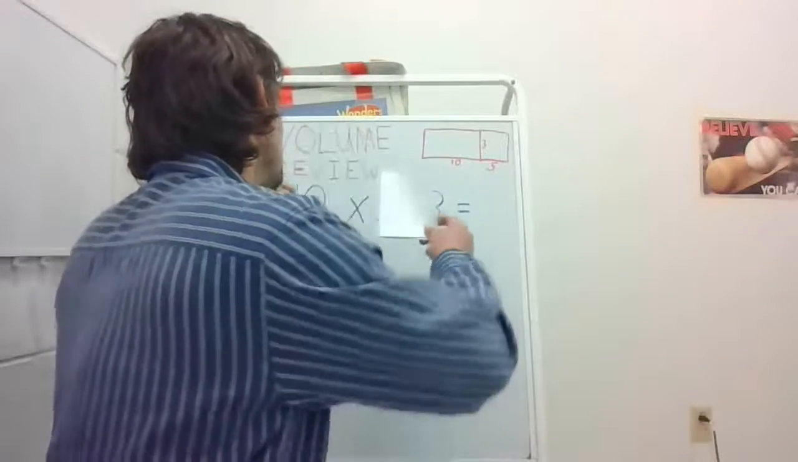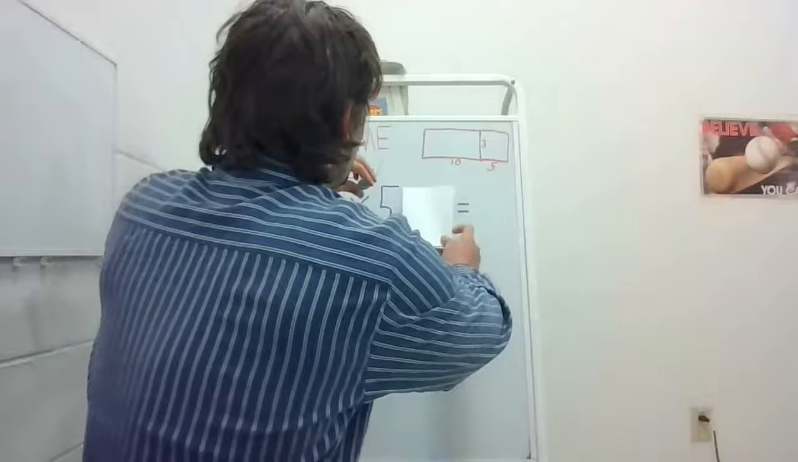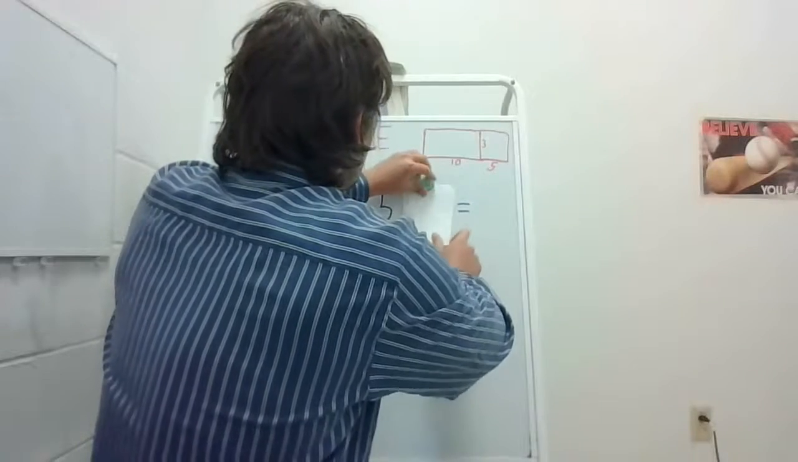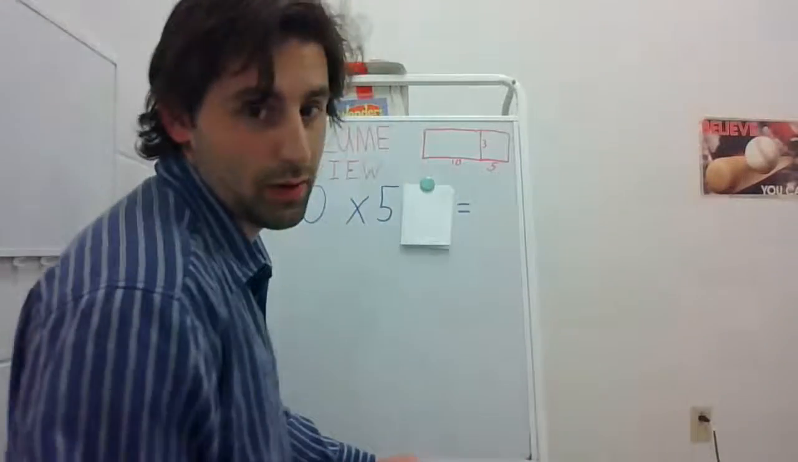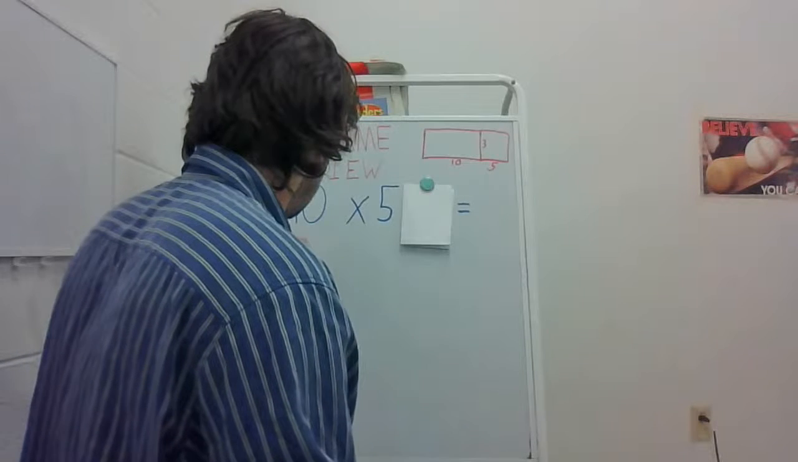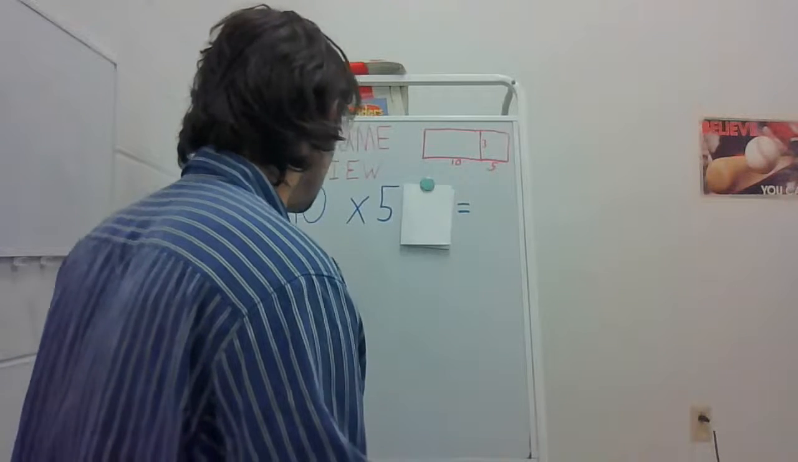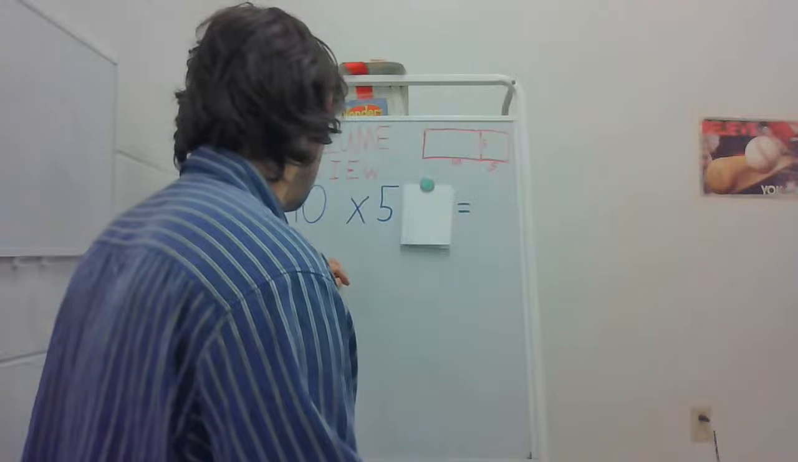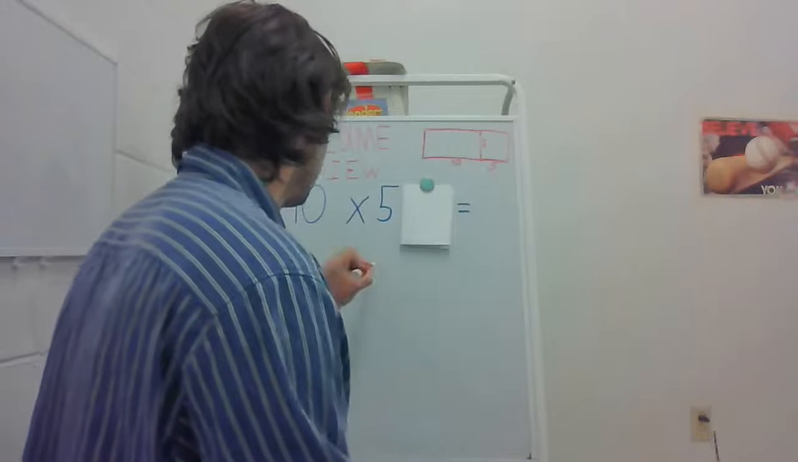First thing we're going to do is multiply 10 times 5. We're not going to worry about the 3 yet. We're going to pretend 3 doesn't exist to start with. So we're going to multiply 10 times 5. 10 times 5 equals 50.